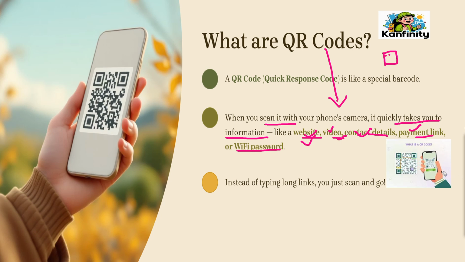Instead of typing long links, we are just going to scan. If you open the scan app on the cell phone and use the camera option, we directly get all this information. We are not going to type the long links; instead, we directly enter the particular location. Now we are going to create a QR code.